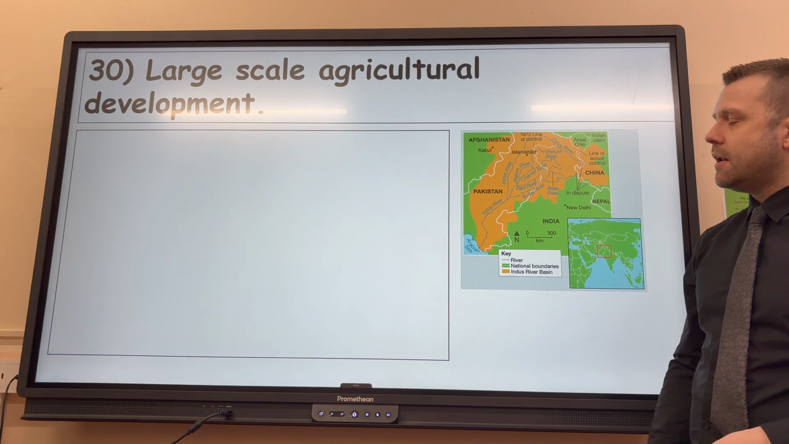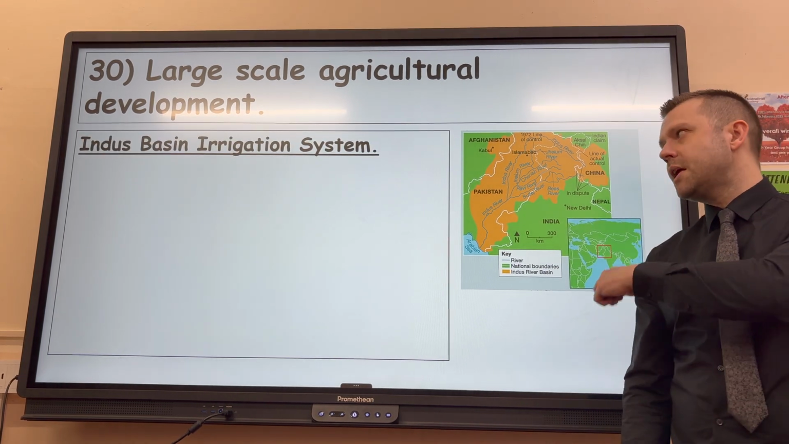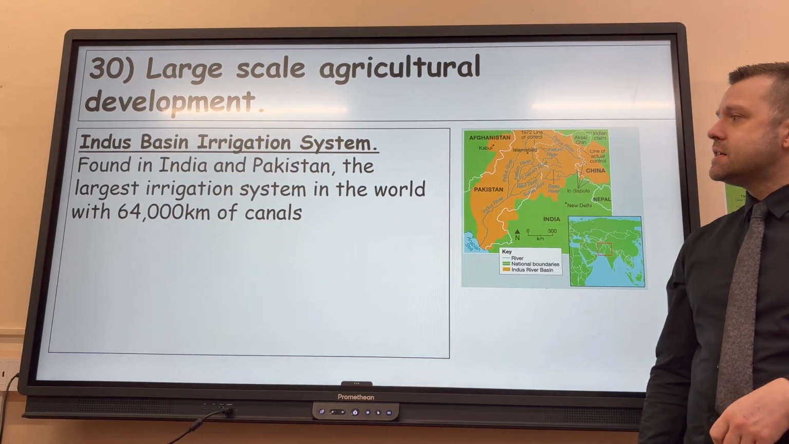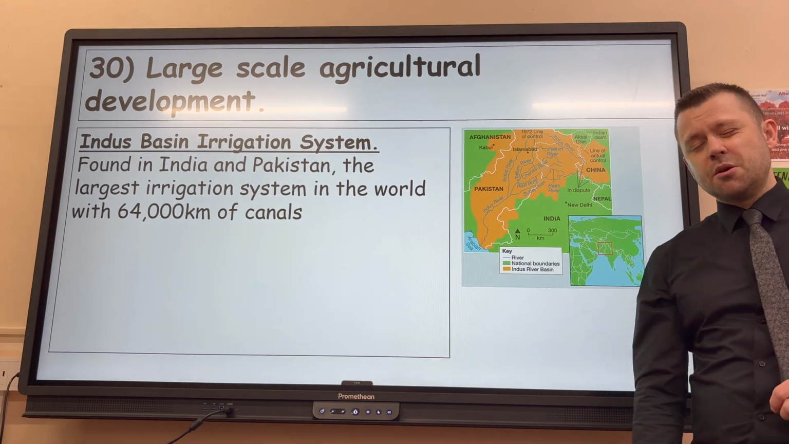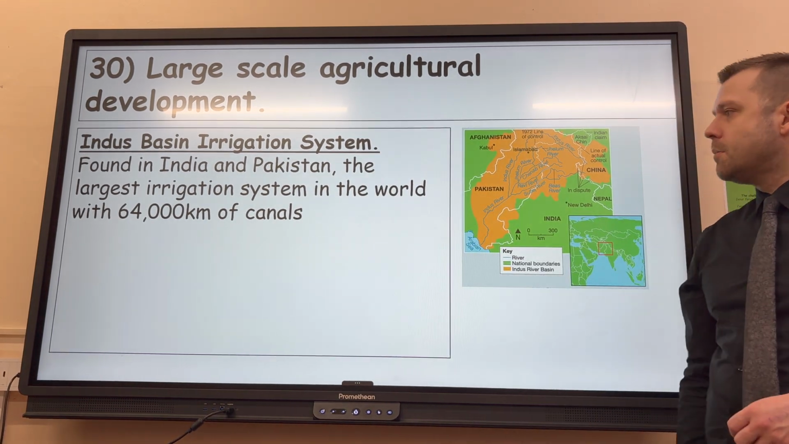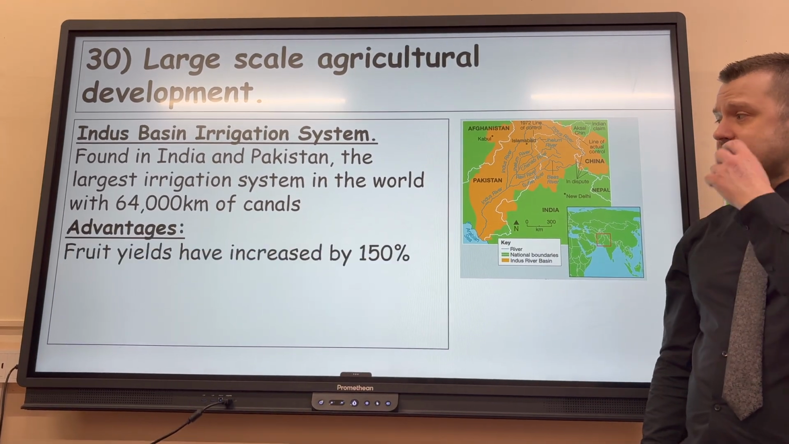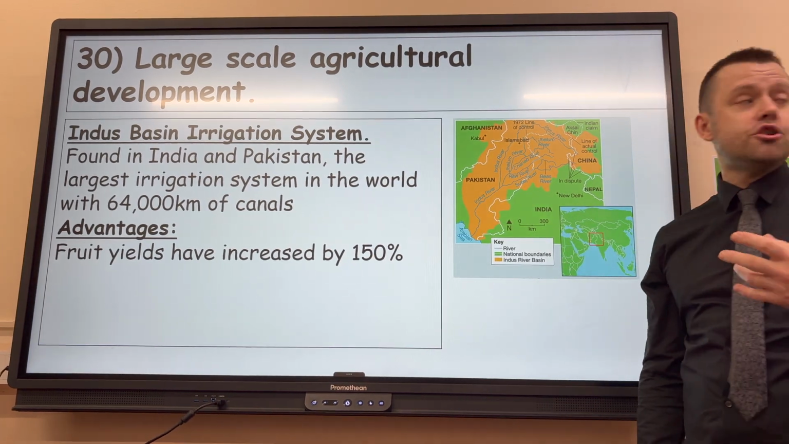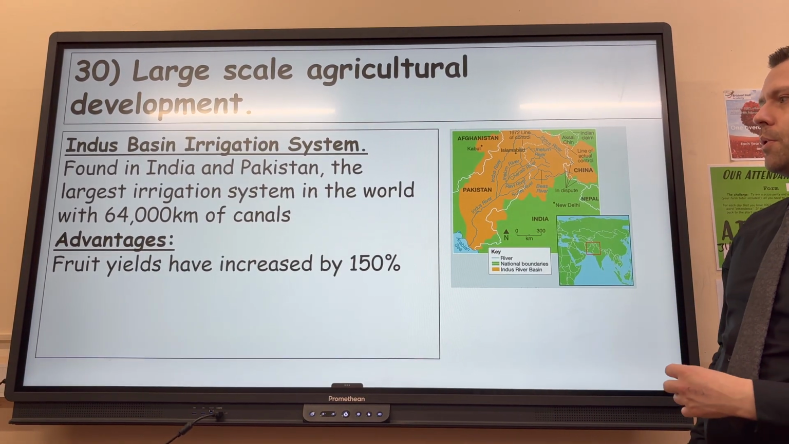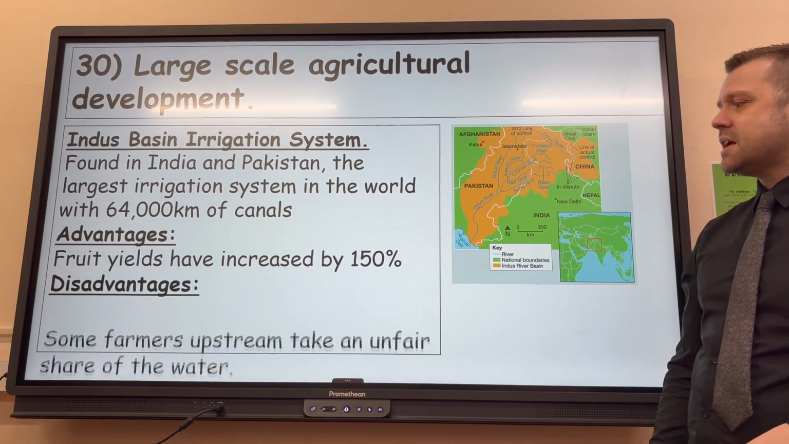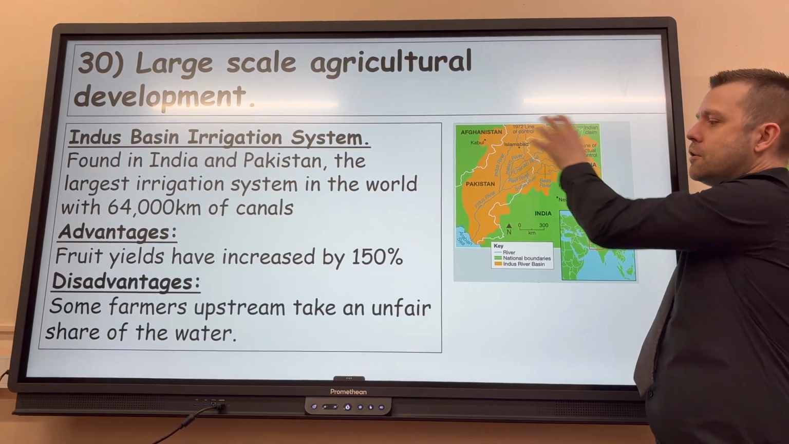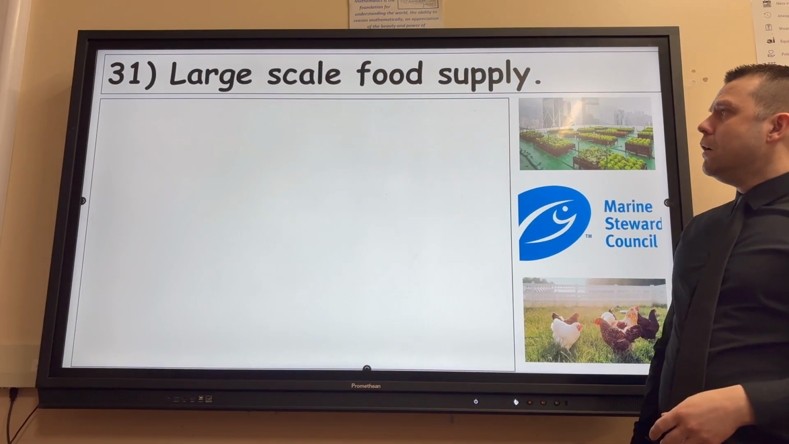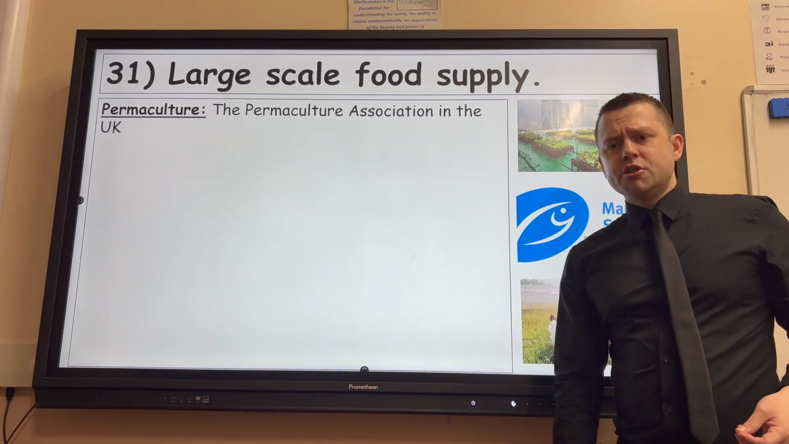Large-scale agricultural development. So, our example for this, as I've just mentioned, is the Indus Basin Irrigation System. It's found in India and Pakistan, and it's the largest irrigation system in the world with 64,000 kilometres of canals. Now, the advantage of this is that fruit yields in this region have gone up by 150%, reducing undernutrition, making people healthier and increasing life expectancy. However, some farmers upstream take an unfair share of the water, meaning farmers downstream don't have enough water for their crop.